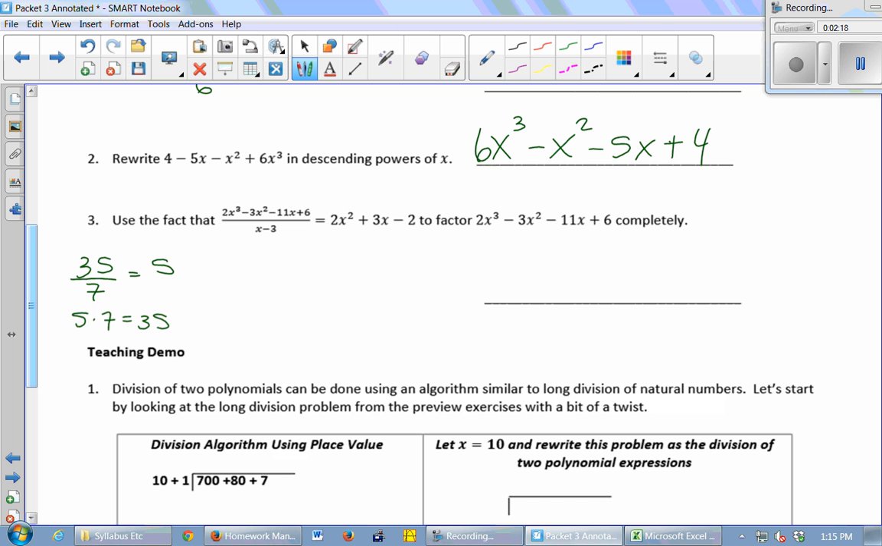So if I want to factor that cubic, I can just multiply the x minus 3 times the 2x squared plus 3x minus 2. Nope, that's it. Just quotient. Q-U-O-T-I-E-N-T.